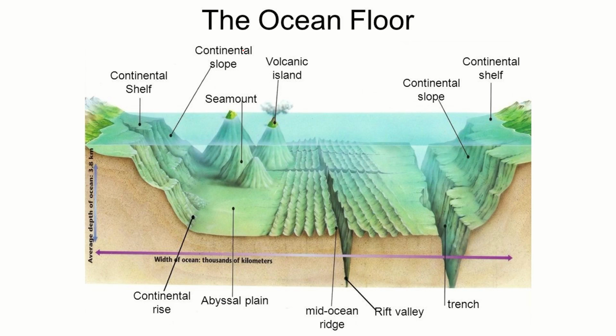The last thing to note about the ocean floor is that over here we can see in our continental slope that there are big gaps. These big gaps are underwater canyons. So we do get underwater canyons that form on the continental slope.